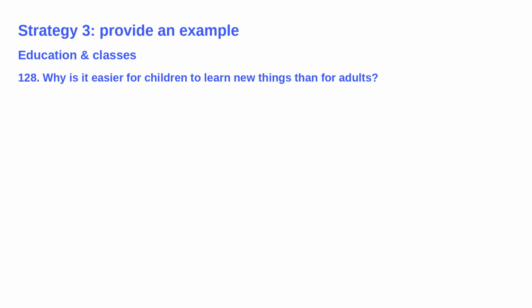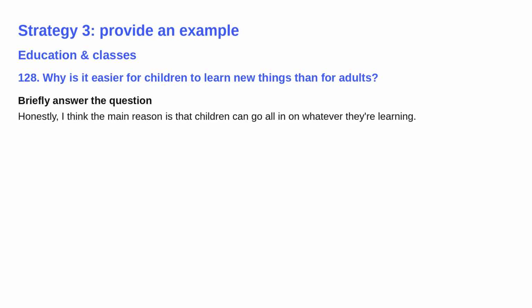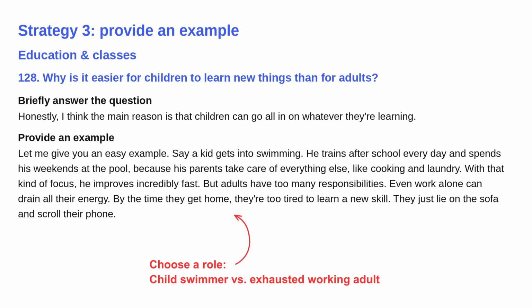Why is it easier for children to learn new things than for adults? Honestly, I think the main reason is that children can go all in on whatever they're learning. Let me give you an easy example. Say a kid gets into swimming. He trains after school every day and spends his weekends at the pool because his parents take care of everything else, like cooking and laundry. With that kind of focus, he improves incredibly fast.